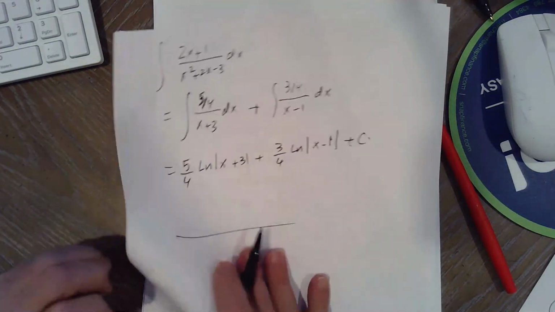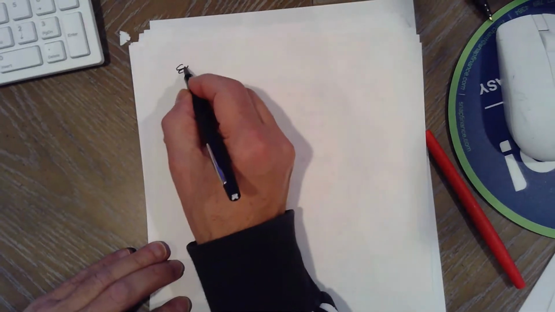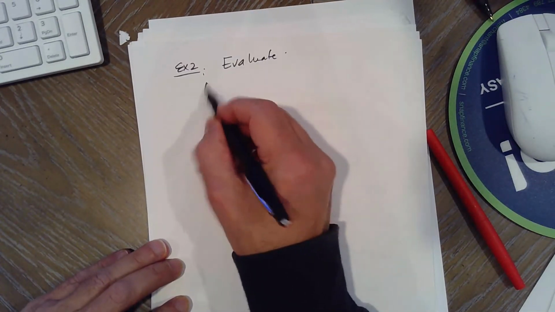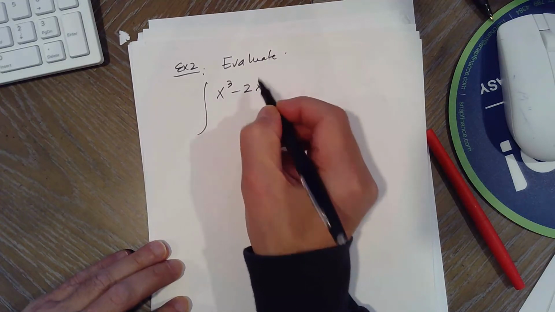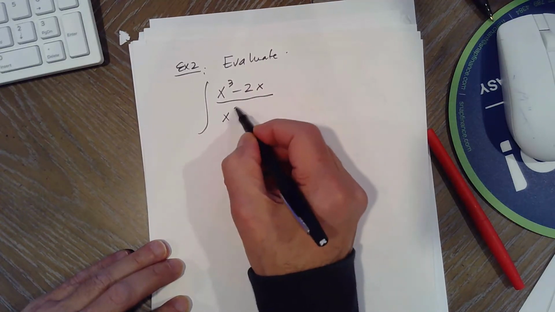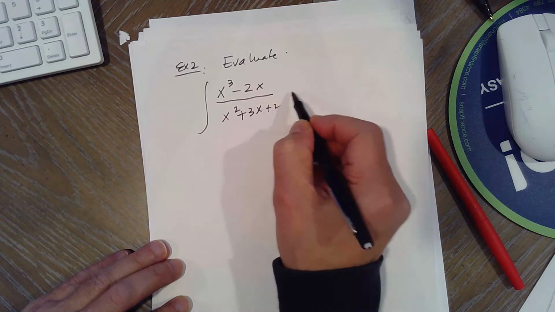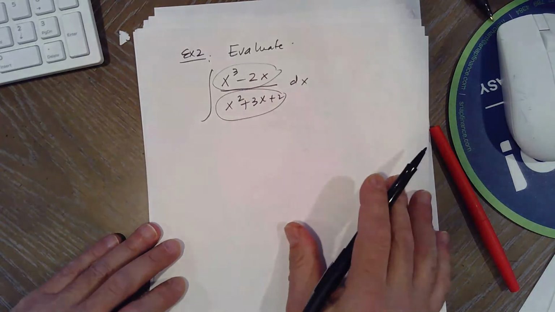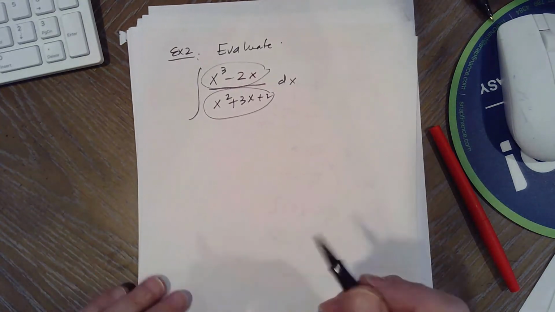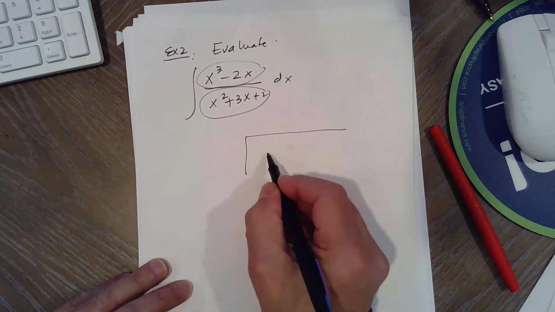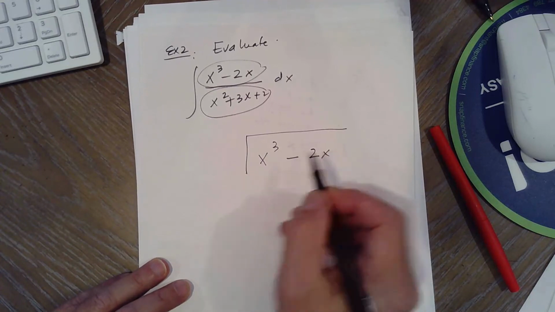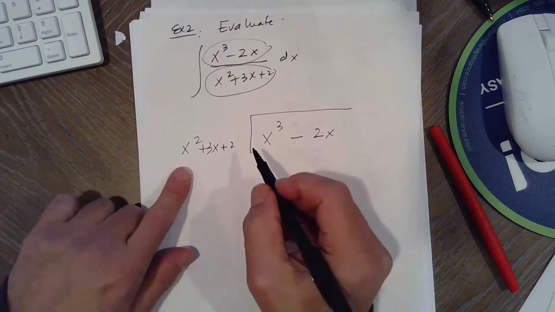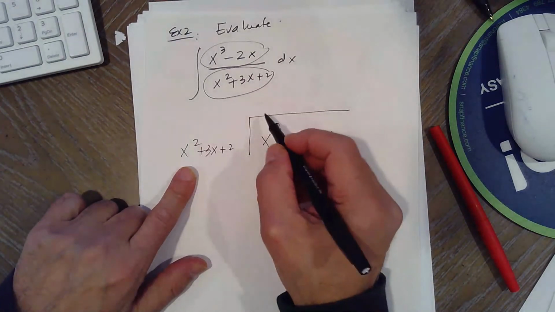Okay, here's another example. How do we evaluate the integral of x cubed minus 2x over x squared plus 3x plus 2? You can see here that the degree of the top is greater than the degree of the bottom. So we have to do long division. If we do long division, x cubed minus 2x over x squared plus 3x plus 2, we will divide x squared into x cubed. We're going to get x.